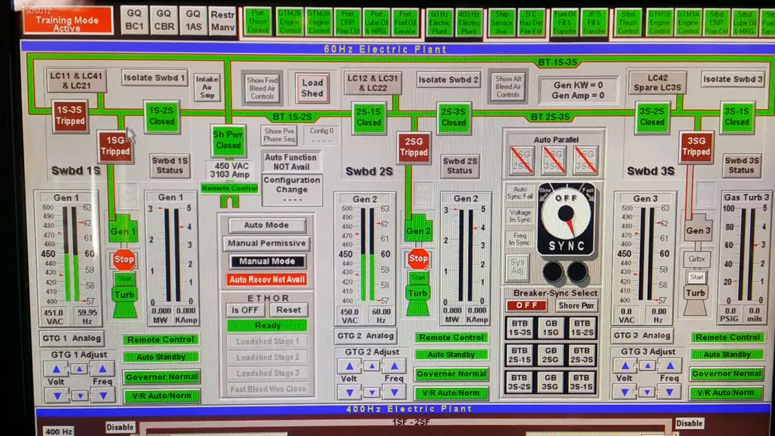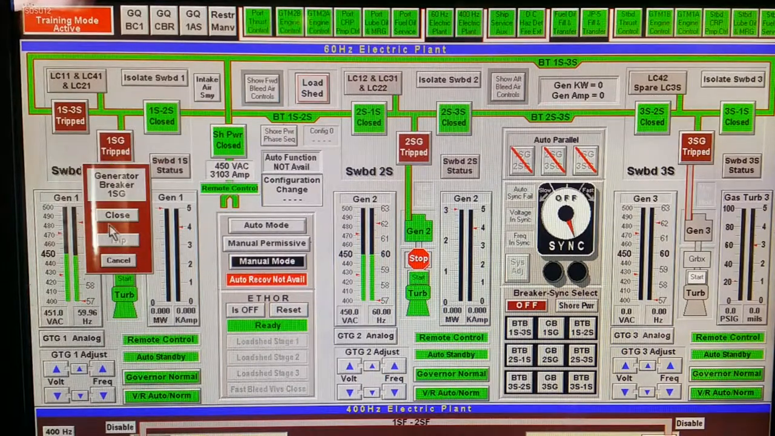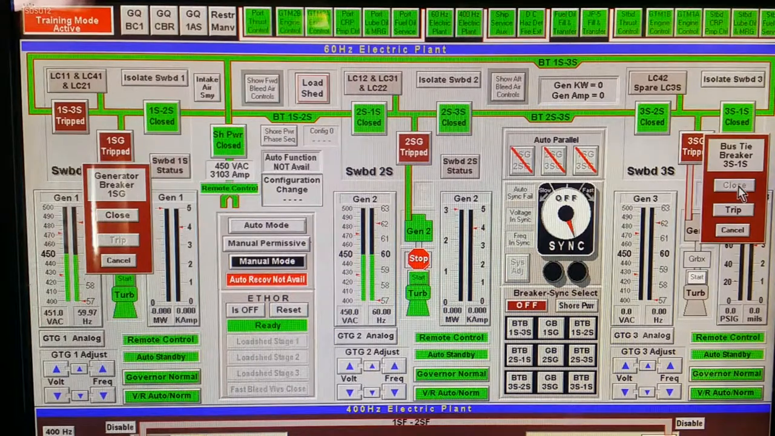I should have prepped this breaker, rather I should have opened the screen over here, and I should have opened this little screen over here, so I could have simply gone for the close and the trip really easily. So anyway, that is something if you get a chance to use one of these EPCs.